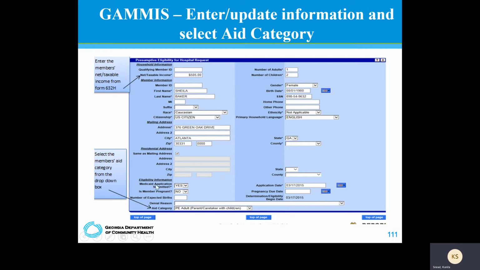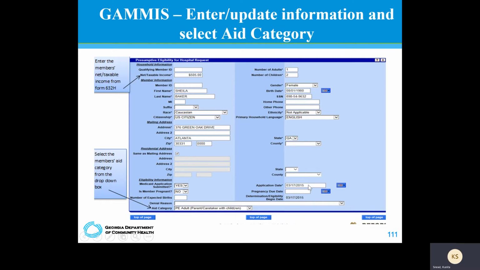Down here is going to ask you if a Medicaid application was submitted. This should always be yes, because that 632H should always be completed. If anybody is pregnant, you're going to indicate that here, and if they are, you're going to indicate the number of births and then the due date.